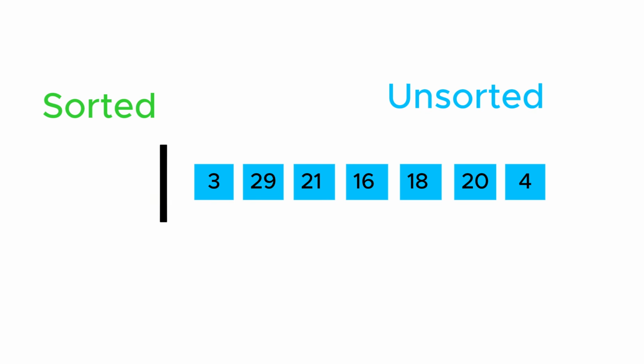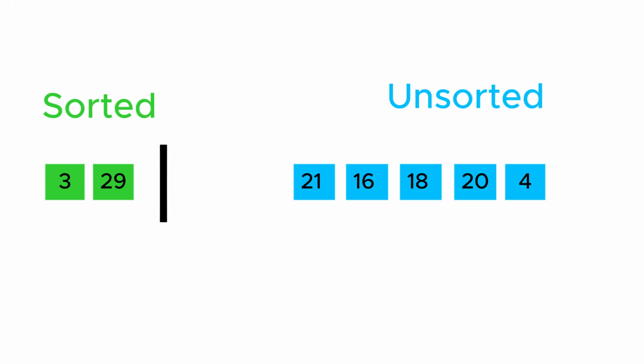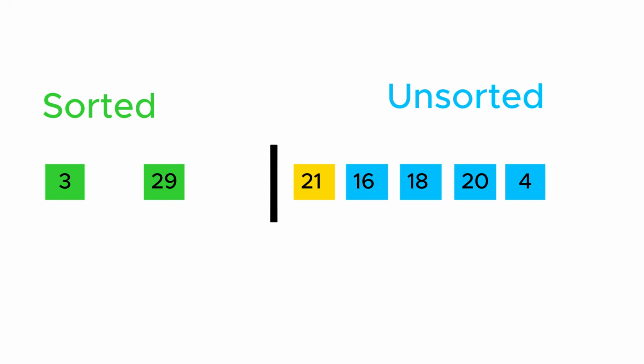Let's see this in action step by step with an example array. We assume the first element 3 is already sorted. We also arrange the next element 29 after it, as 3 is smaller than 29. Now we take 21 as our key element and compare it with 29. Since 29 is larger, we shift 29 one position to the right. Then we compare 21 with 3. Since 3 is smaller, we insert 21 right after 3.